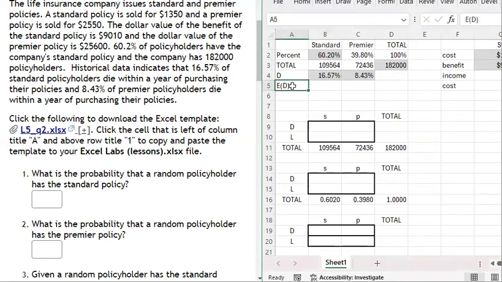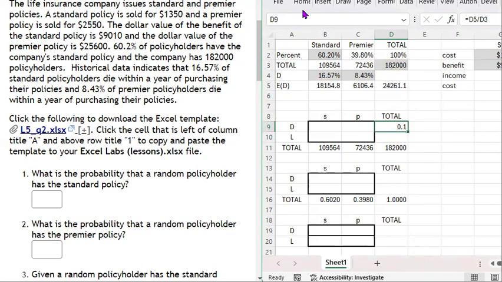Now, this is the expected number of people who will die. And so the expected number of people who die who are standard policyholders is just this probability times that total, right? And then this is the expected number of dying, right? So I can sum these two. So we expect 24,261.1 to die within a year of buying a policy, right? That's what that means. The marginal probability of death then would be what? It would be this divided by the overall total, right?